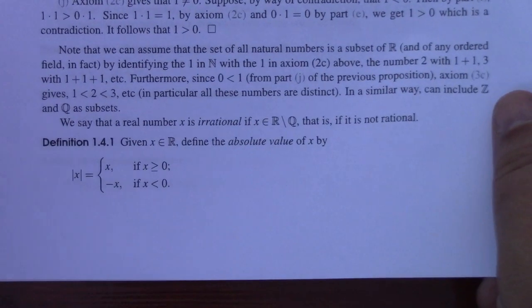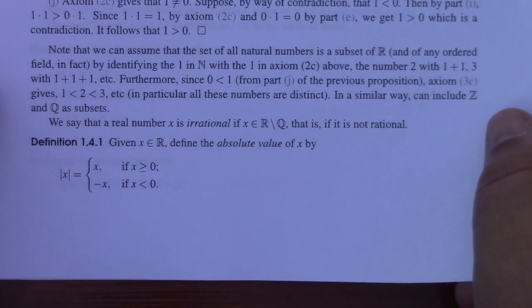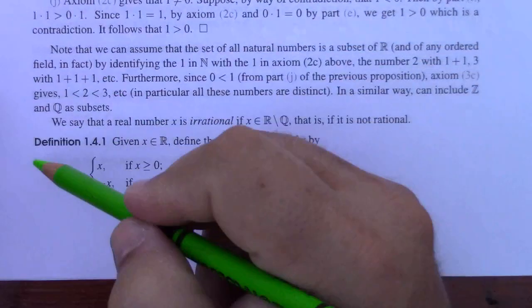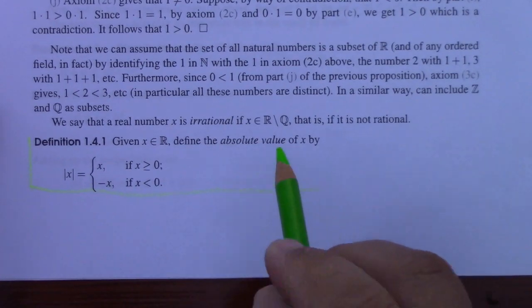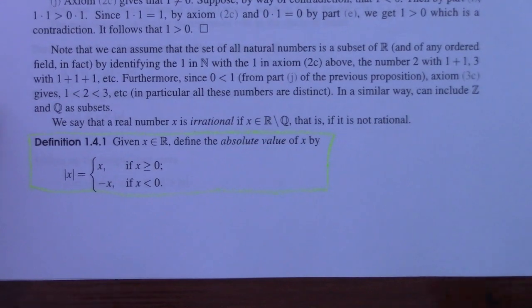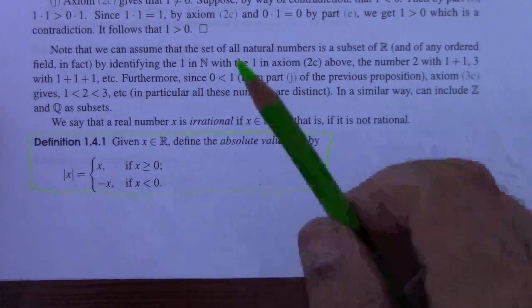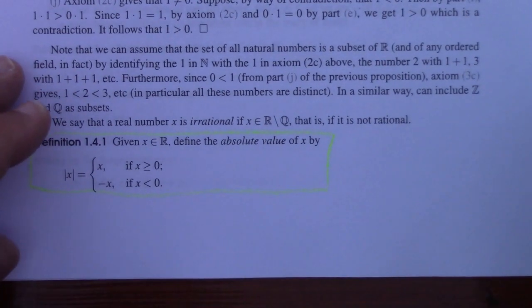Next up, definition, absolute value. So the absolute value is defined like such, right? The absolute value of x is given by x if x is non-negative, and minus x if x is negative. That defines absolute value.